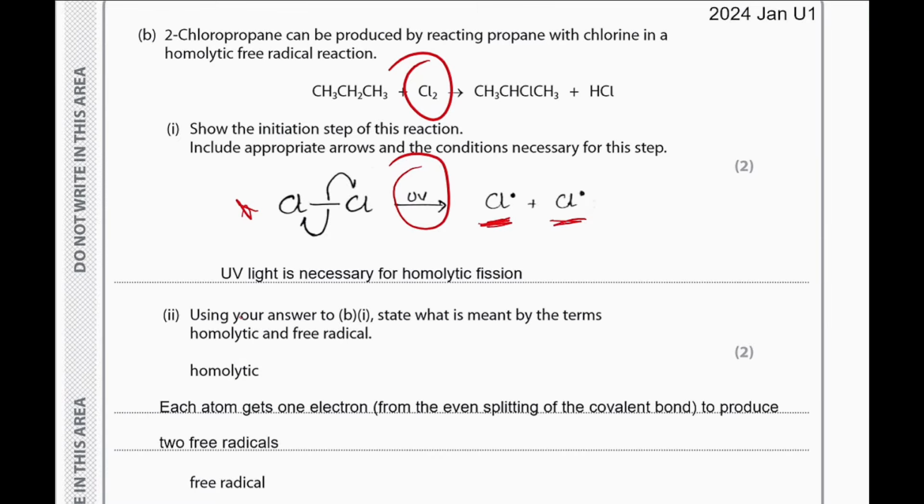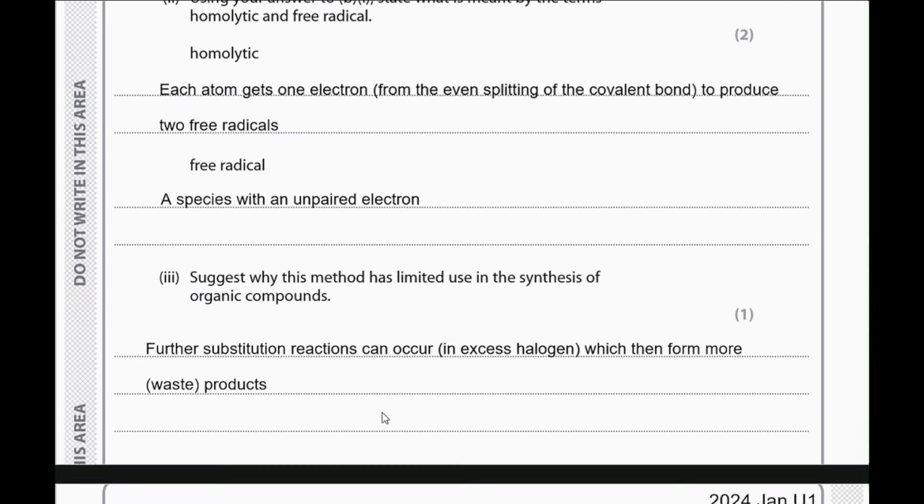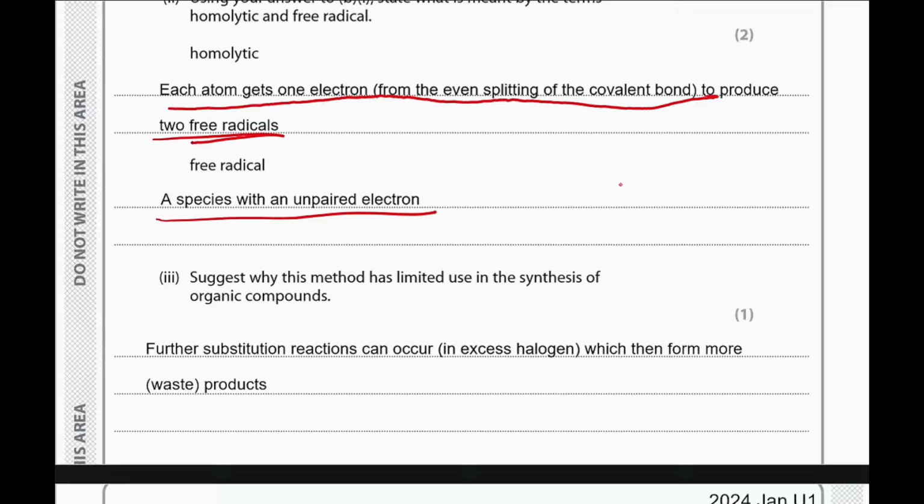Now, what is meant by the terms homolytic and free radical? As I said a little while before, a species with an unpaired electron is a free radical. The difference between homolytic and heterolytic is that both are bond-breaking processes, but in homolytic fission each atom gets one electron from the even splitting to produce two free radicals, while in heterolytic, the opposite happens. For instance, in HCl, the more electronegative element, chlorine, receives the electrons from the split covalent bond. This is the difference between heterolytic and homolytic fission.